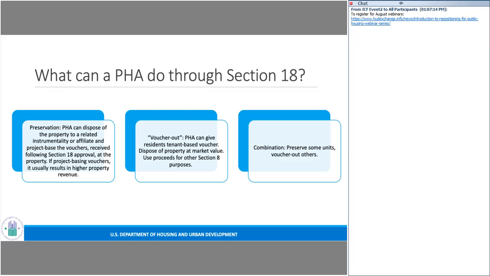So there are basically three strategies that you can use Section 18 for. One is to preserve the asset, so you may want to keep the building or buildings, as it may be, disposed to a related entity, and then project base the vouchers back on. You can voucher out, which we call voucher out, and that would literally say to the residents, here's your voucher. It becomes a regular housing choice voucher, and you can use it anywhere in the community, and you can sell that property at market value or whatever you want to do with it. And you can also do some combination thereof, depending on what you want to do.